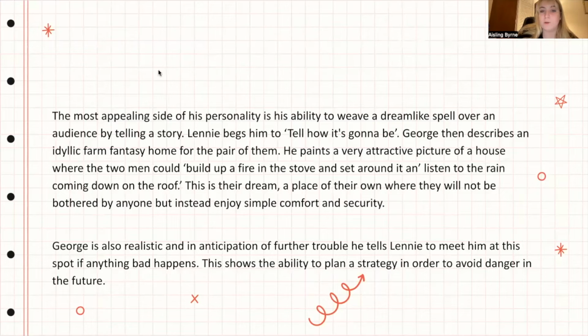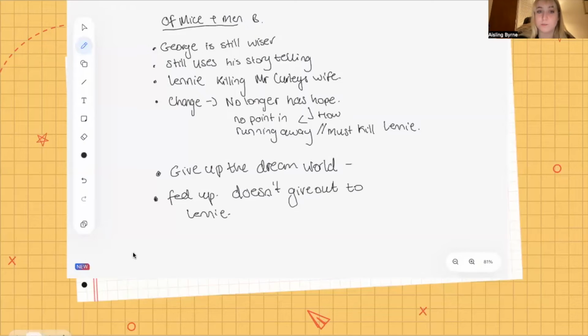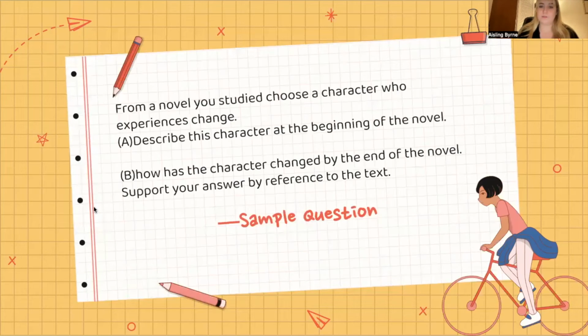And then we talk more about his personality and what he can do as a person and how he's a great storyteller. And then also how he's realistic and he anticipates more trouble coming because he knows that maybe Lenny is going to just continue to be the same person regardless of how much he scolds him. Okay, so I think we might have described George as a character there.